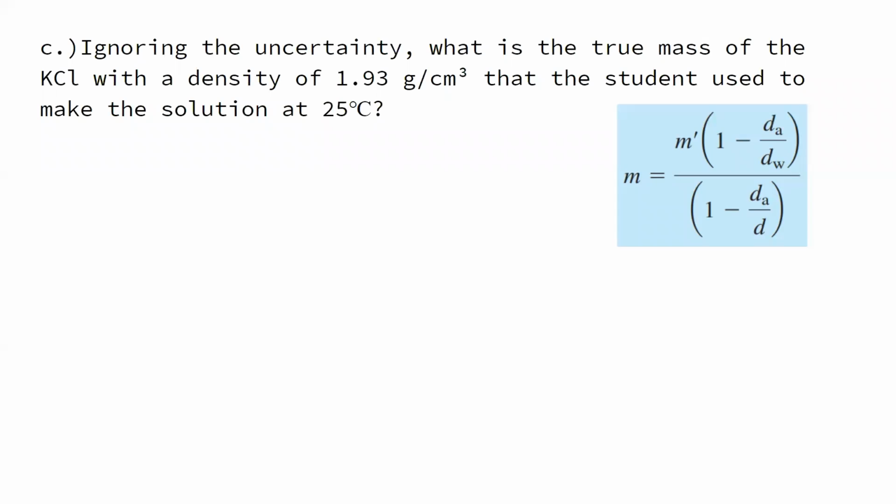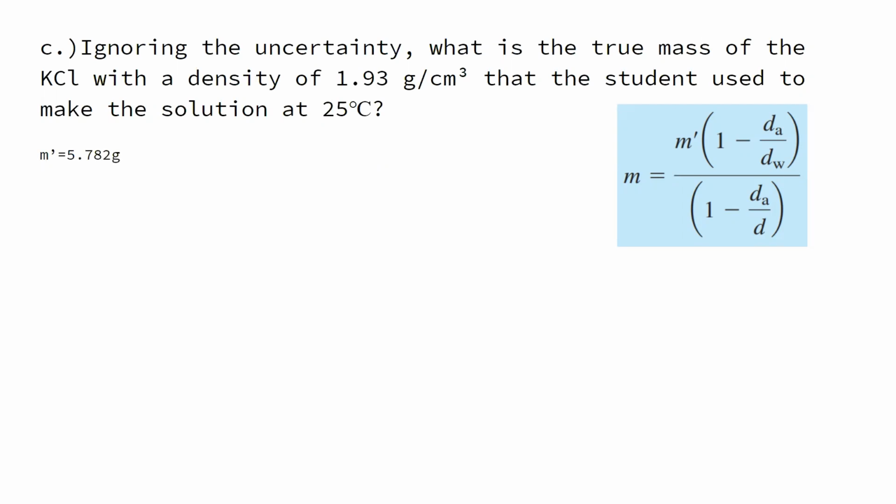Now moving on to the third part of the problem. Ignoring the uncertainty, what is the true mass of the potassium chloride with a density of 1.93 grams per centimeter cubed that the student used to make the solution at 25 degrees Celsius? For this problem, we're going to need to use the buoyancy formula that was shown before, and it's shown here right now.